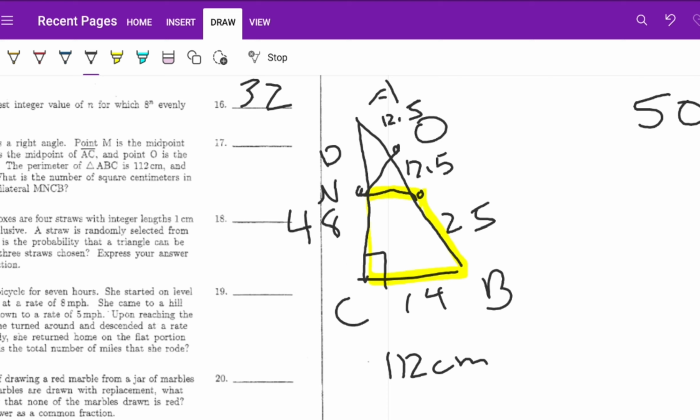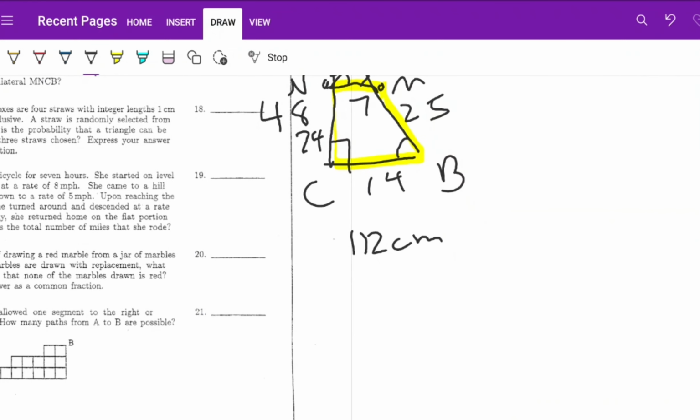trapezoid. So we just need to find the length of the top side plus the length of the bottom side times the height divided by 2. And since ANM should be similar to ACB, because they both share a right angle over here, and then A is just equal to itself, that means these two angles should be equal. And since we know that N is the midpoint, and we know that NC is 24, it should be scaled down to half. So this should be 7.